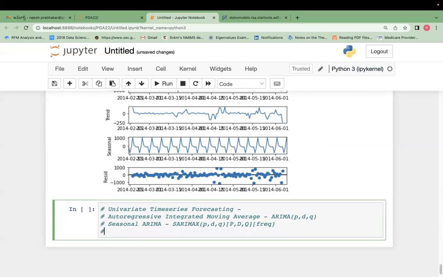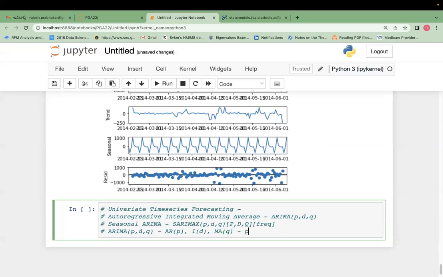Now, if you are looking at ARIMA (p, d, q), it has three components: the AR component, AR P; I is D, integration, which is the differencing you have done; and moving average, Q. AR is autoregressive, the P parameter, integrated is the D parameter, MA or moving average is the Q parameter.